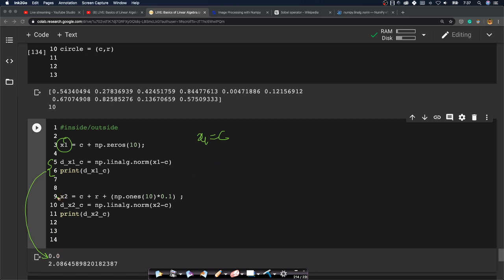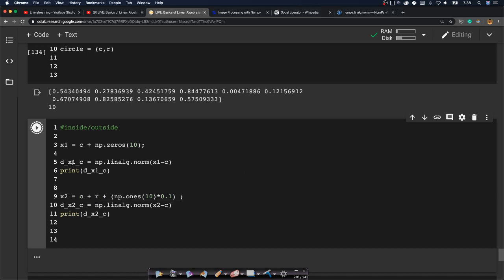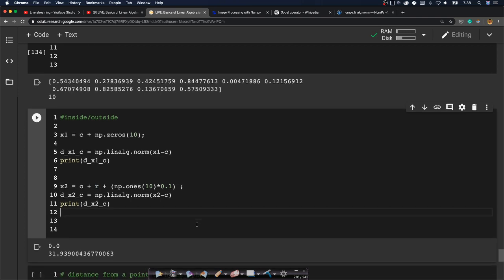On the other hand, let me create one more. Imagine if I create my x2, another point x2, right? How do I create my point x2? I create my point x2 as the center plus all the radius values that I have. Okay, let me just execute it once. Does this lead to an error? It doesn't. Okay, cool. Center plus radius, let's just change this.